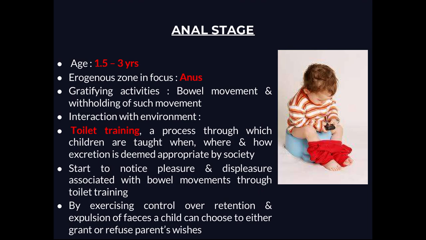So next is the anal stage. In this, what you have to remember is the age group is 1.5 to 3 years, the erogenous zone is the anus, and gratifying activities are bowel movement and withholding of such movement. During this stage the child goes through toilet training. That is a process through which children are taught when, where, and how excretion is deemed appropriate by society.